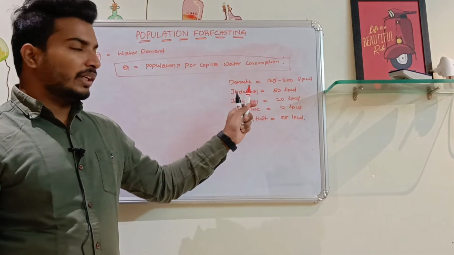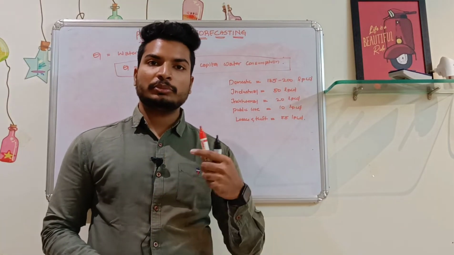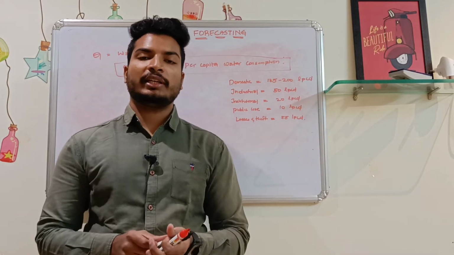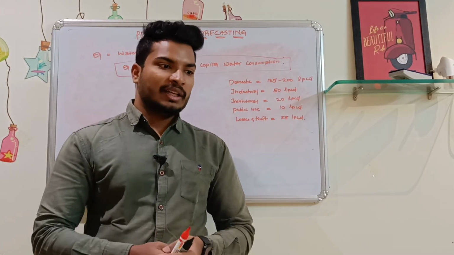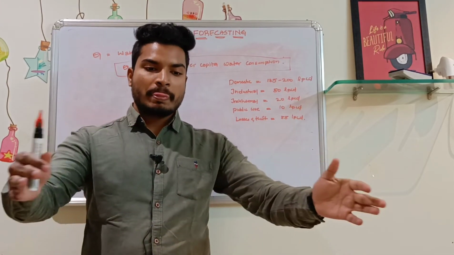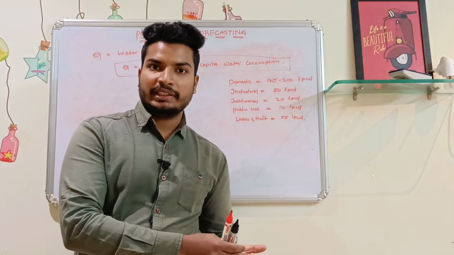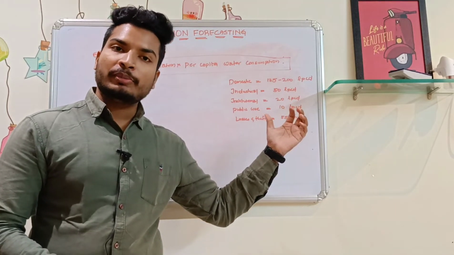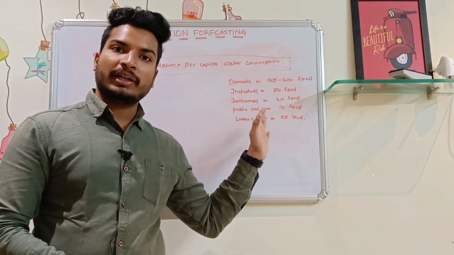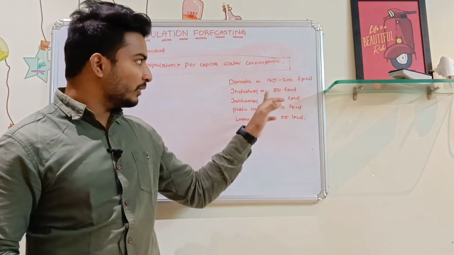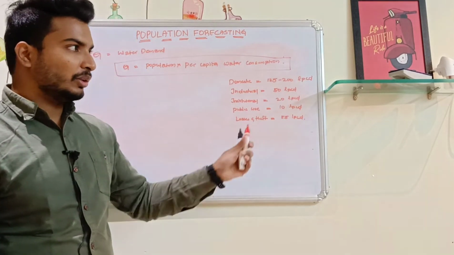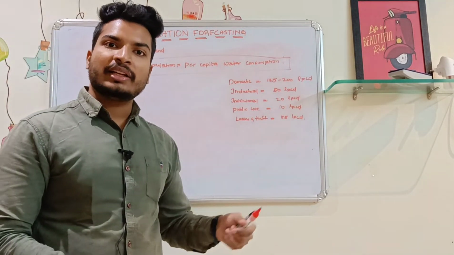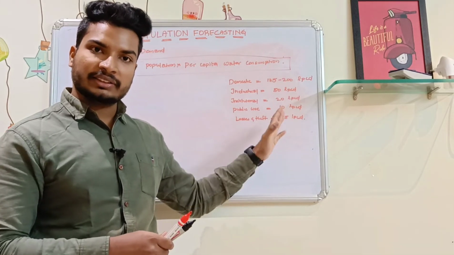So the industrial area consumes 50 LPCD. How will we calculate it? Suppose in an area there is an industry, and the population in that area is 1000. How much water should be supplied for the industry? So 1000 into 50 LPCD, that is 50,000 liters, which will be the extra amount that the industry will be using.